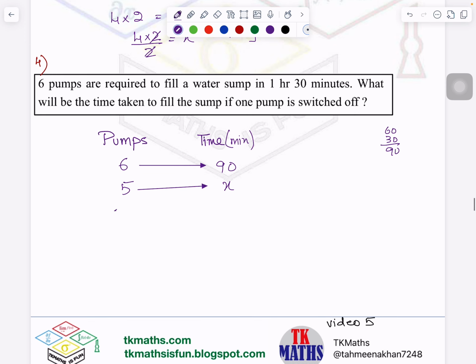So it will be 6 into 90 is equal to 5 into x, which is 6 into 90 divided by 5. Okay, so 5 ones are 5, 5 ones are 5, 6, 7, 8, 9, 4 will come here, it is 40, 5 8s are 40. I'm sure you know how to do short division. So now you have to find out 18 times 6. 6 8s are 48, 108. So it will take 108 minutes.